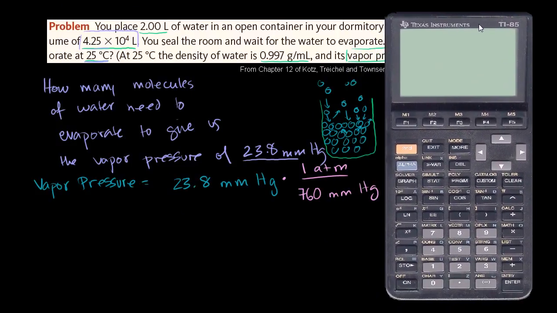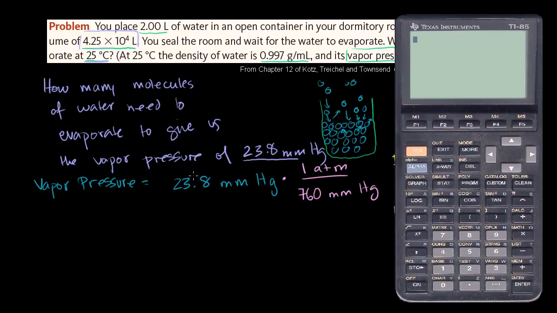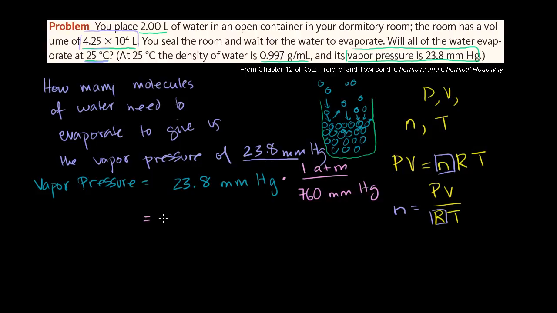Get the calculator out, put it right over there. So it's going to be 23.8 times 1 over 760, or just divided by 760. And we have 3 significant digits. So it looks like 0.0313. So this is equal to 0.0313 atmospheres. That is our vapor pressure.